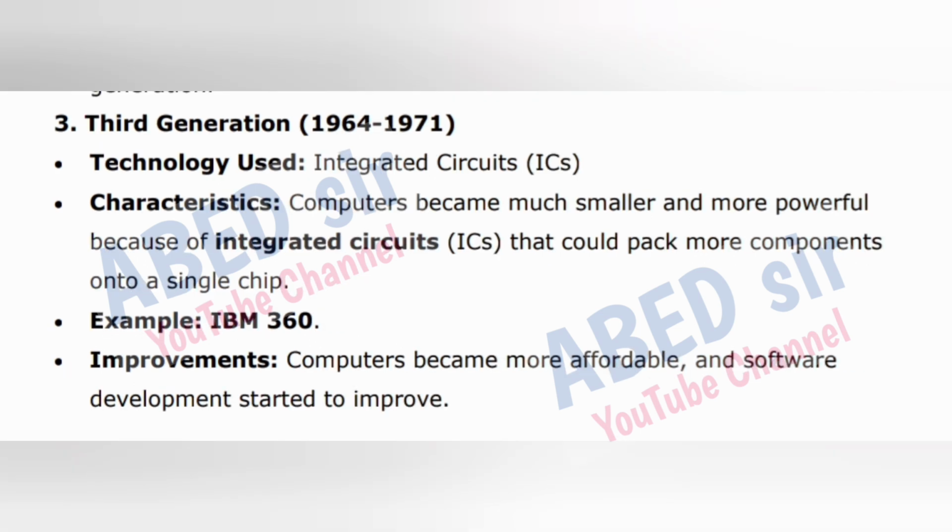3. Third generation, 1964 to 1971. Technology used: integrated circuits, ICs. Characteristics: computers became much smaller and more powerful because of integrated circuits, ICs, that could pack more components onto a single chip. Example: IBM 360. Improvements: computers became more affordable and software development started to improve.